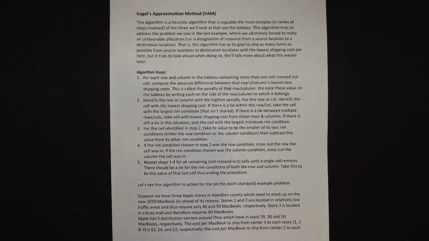So steps 3 and 4 are very similar to what we had seen in the previous two algorithms. Step 5 is just to repeat steps 1 to 4 for all not crossed out cells until a single cell remains. And because we had made the assumption that the total supply is equal to the total demand, for that single cell we should have its rim conditions be the same, we just take that value to be the value of the cell, and the algorithm terminates.